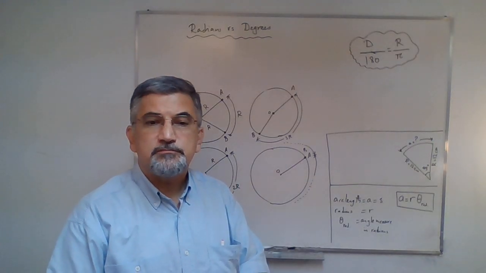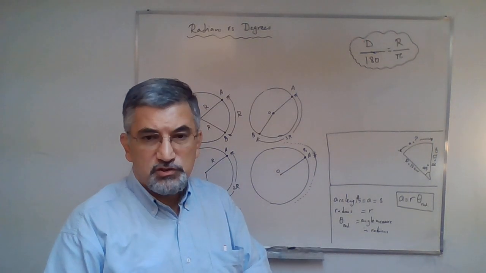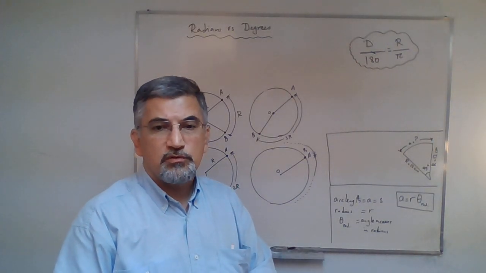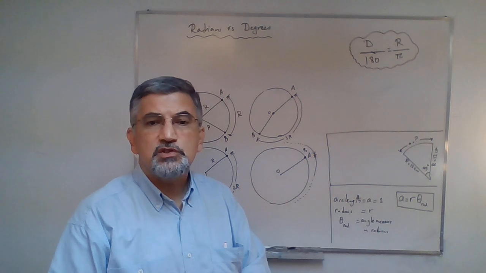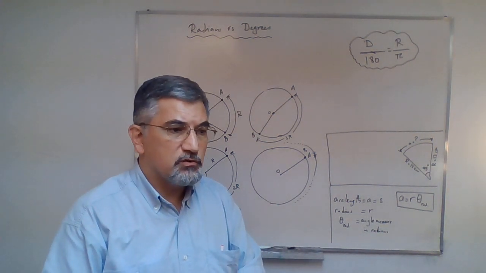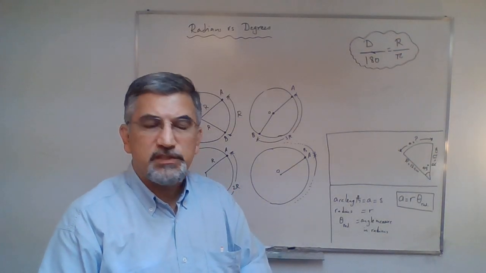So in order to measure angles, we are using three units of measurement, two of which are more important than the other one. So one is degrees, which you have always used, even in elementary school. You used to talk about right angles whose measures were 90 degrees.